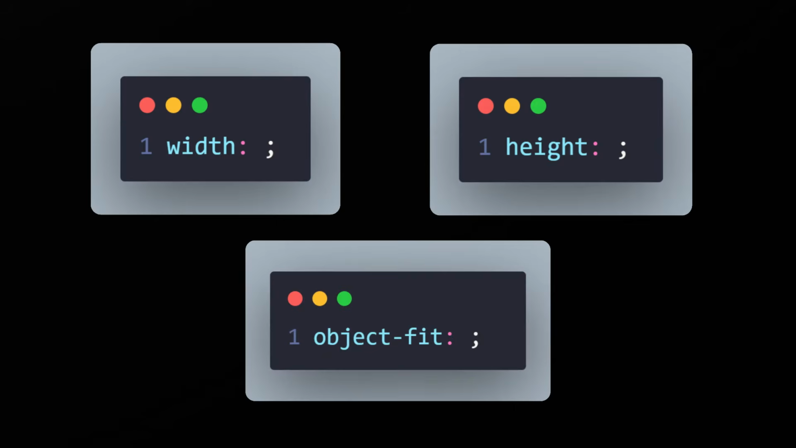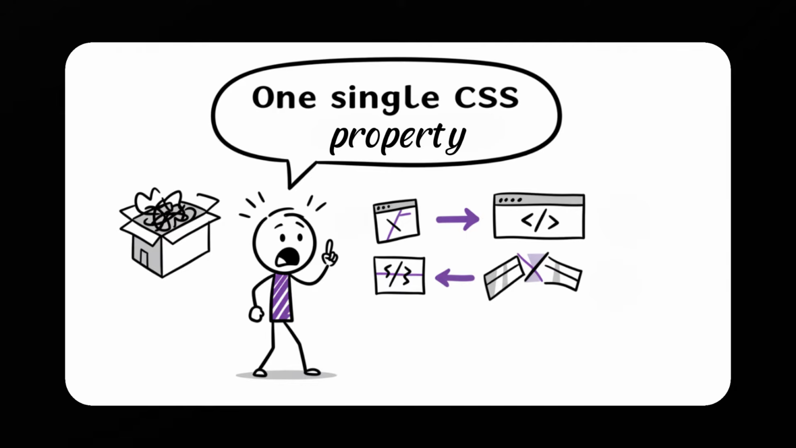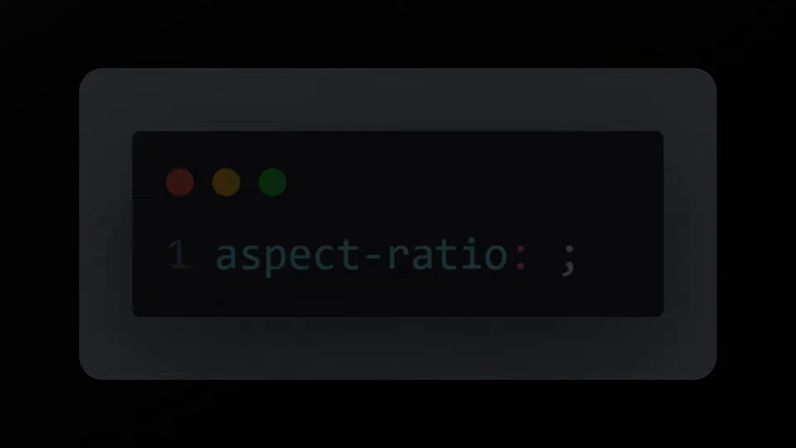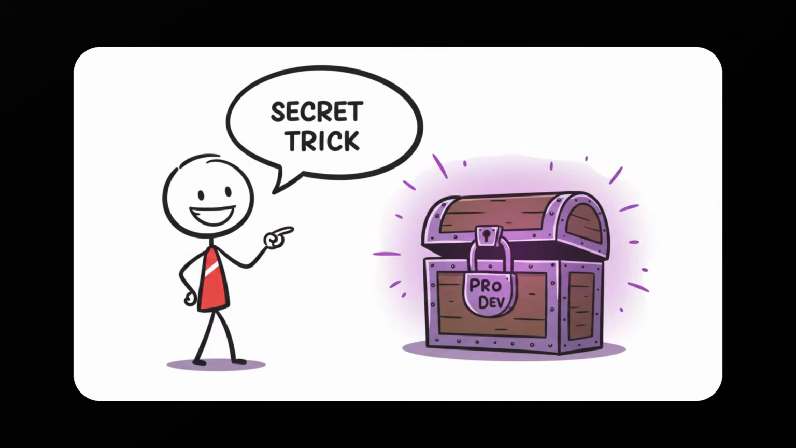Now you try fixing it with width, height, maybe even object fit, but it never quite works perfectly, right? What if I told you there's actually one single CSS property that can fix almost all of these layout nightmares? That property is called aspect ratio. And stay with me till the end because I will show you a trick with aspect ratio that even advanced developers don't know about.